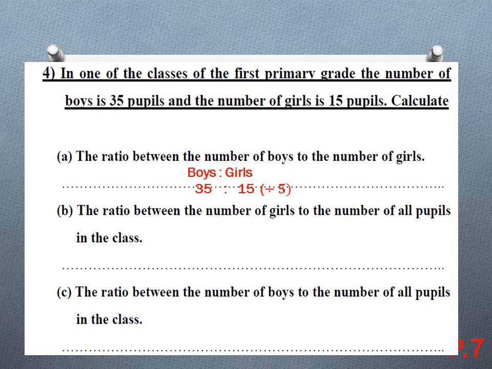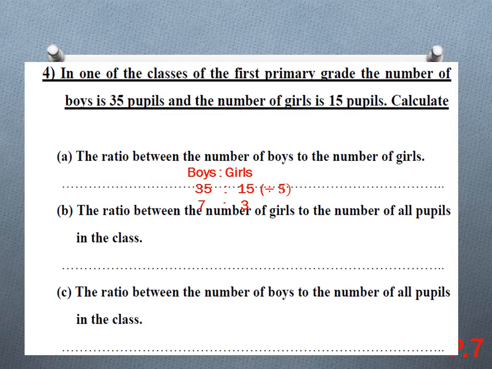Start to simplify the ratio between 35 to 15. We have 5 in the units, so divide both of them by 5. 35 divided by 5 equals 7, and 15 divided by 5 equals 3. Both of them are prime numbers, which means this is the simplest form. The number of boys to the number of girls equals 7 to 3.